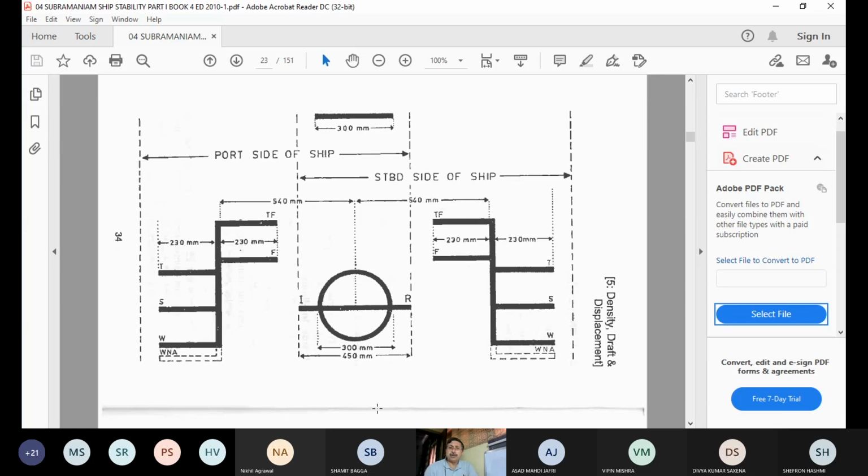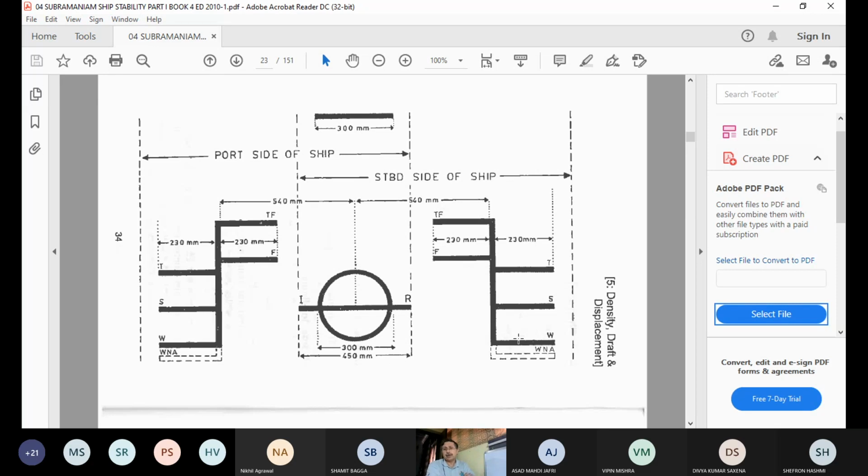But now you tell me one thing. Supposing I'm loading in Chennai, okay, and I am going to UK, all right, winter. Tell me how much will you load up to?